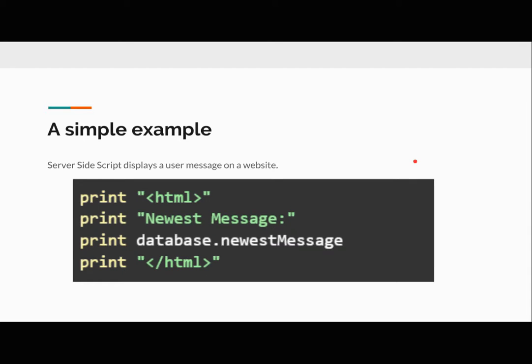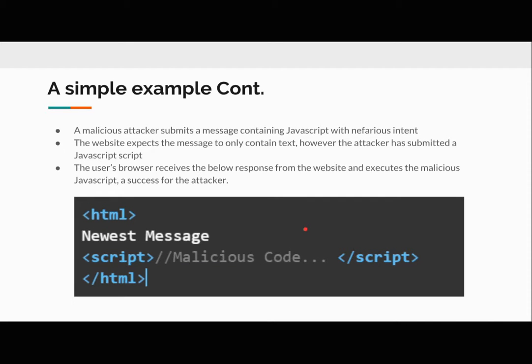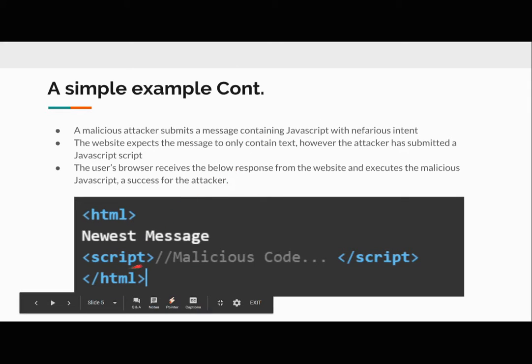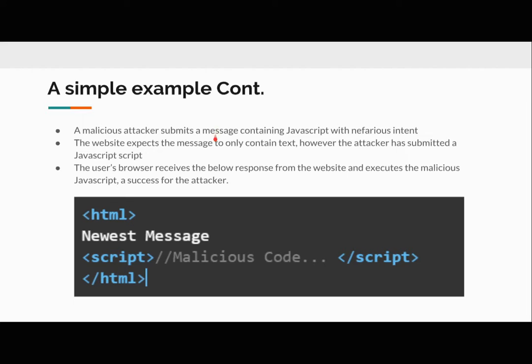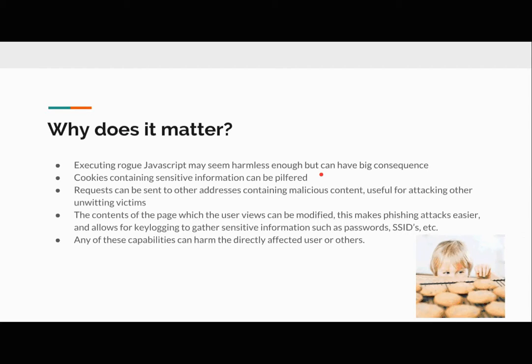So here's a simple example. A server-side script here is displaying a user message on a website. So it comes in, here's some HTML, and it prints out a message stored in a database. So how this can be taken advantage of: a malicious user submits a script which contains some malicious code. So instead of writing in their comment, they'll write in something like script malicious code /script. Now, when this is displayed by a user's browser, it gets recognized by the browser's JavaScript and executed, which allows the attacker to succeed in their attack.